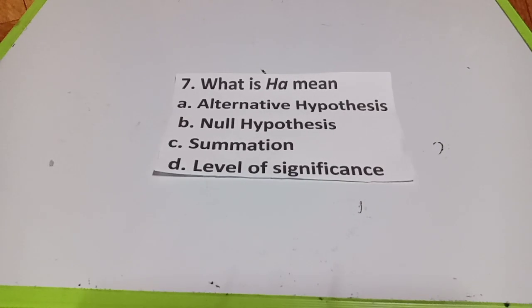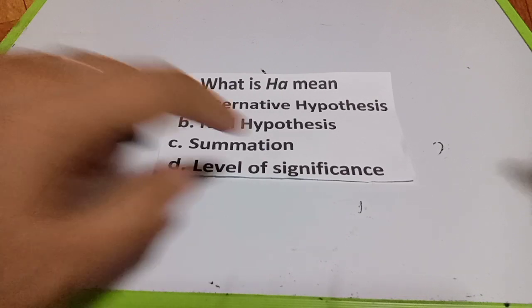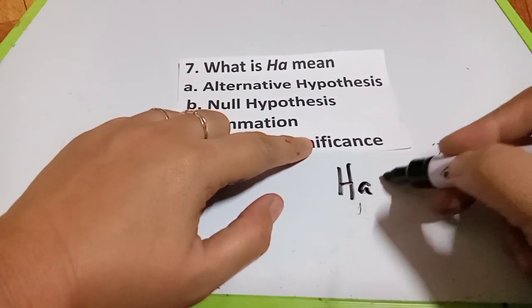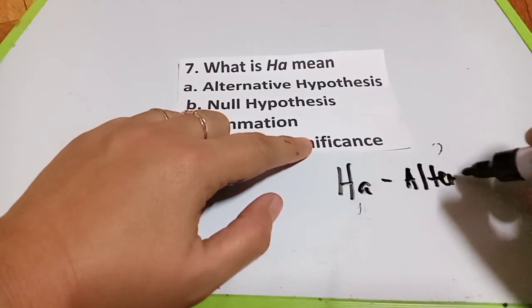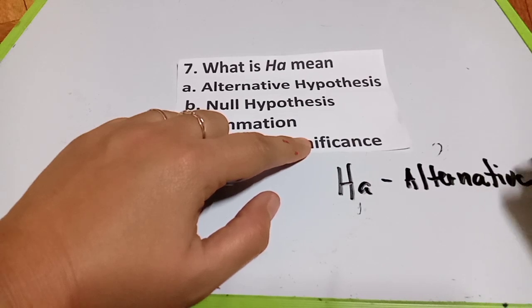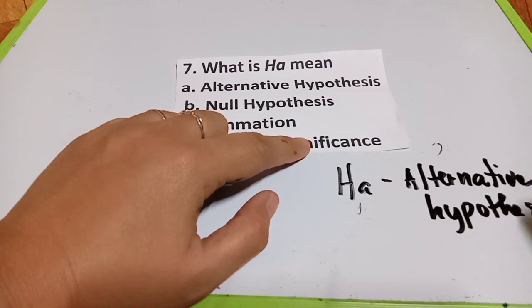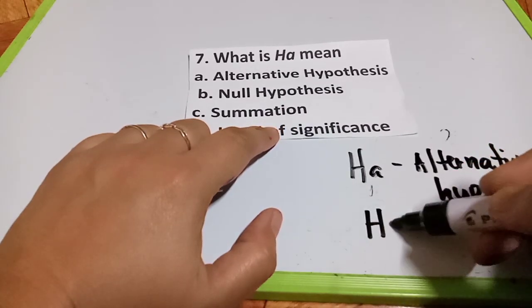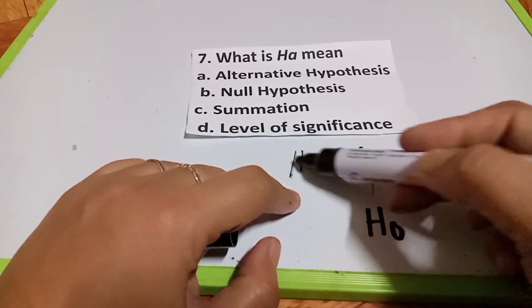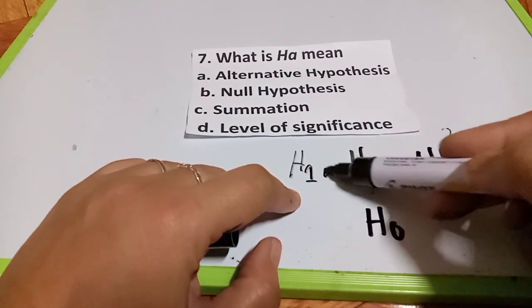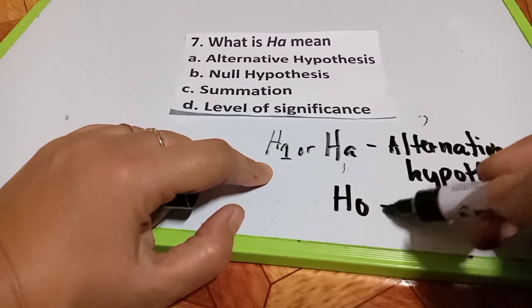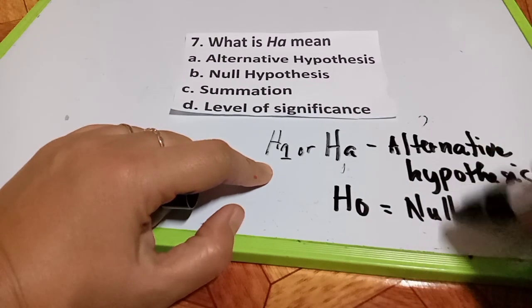Okay, what does HA mean? These are the symbols of statistics. HA means the alternative hypothesis. Take note, HA is the symbol for alternative hypothesis. And then the null hypothesis is HO. Sometimes they say it is H1.